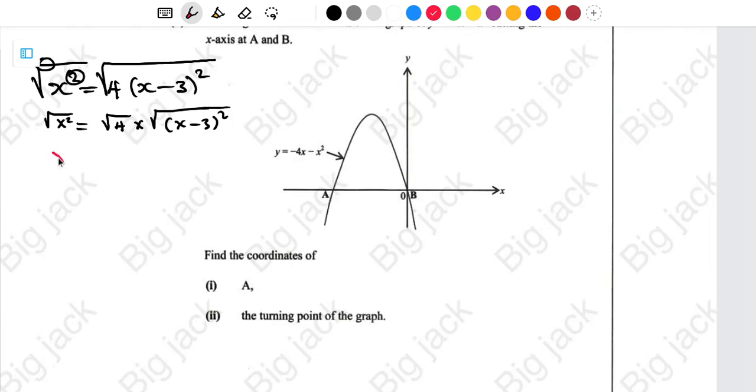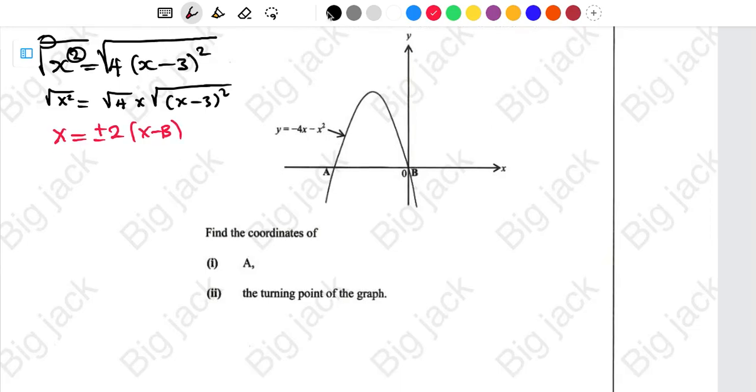So here we are going to have x, but here we are going to have plus or minus 2. That's the square root of 4. Then here we are going to have x minus 3. Okay. So from there we can have two equations. We can have an equation which is having positive 2, like this. We can also have an equation which is having negative 2, like this.